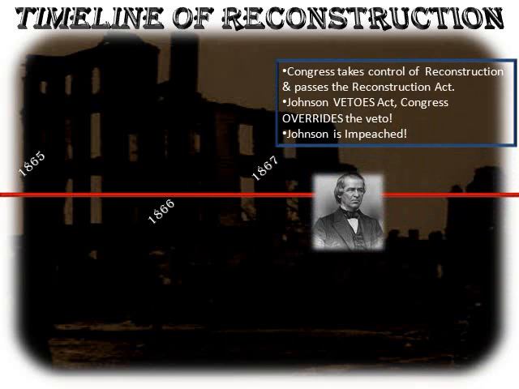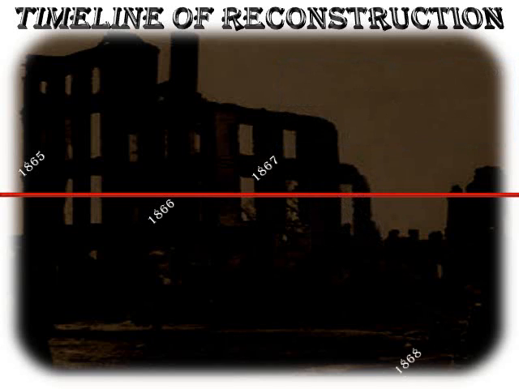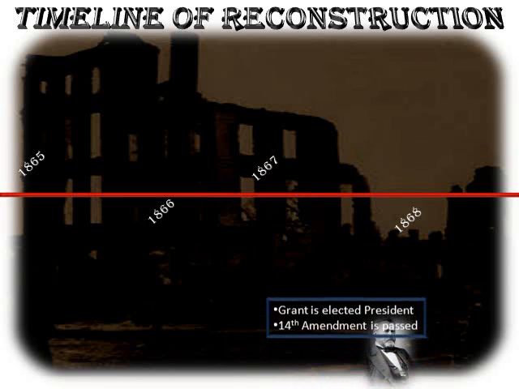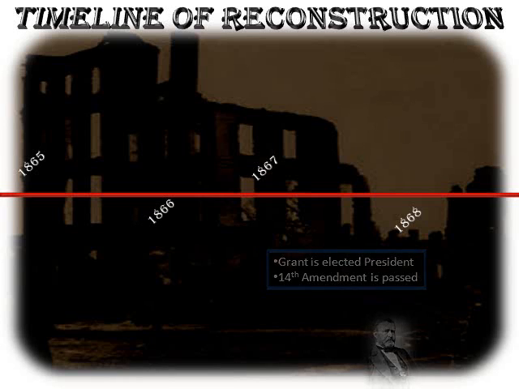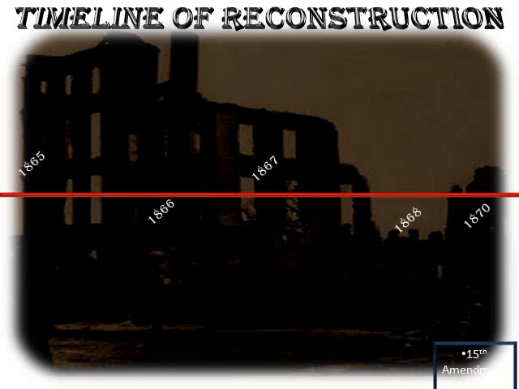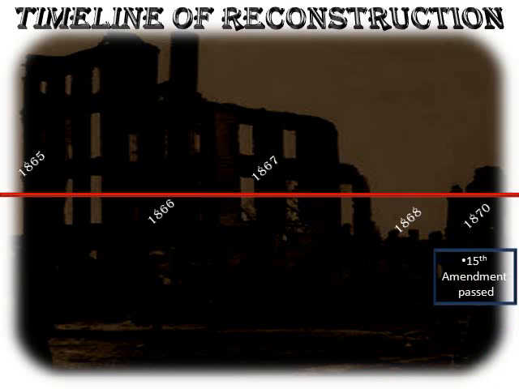In 1867, Congress takes control of Reconstruction, passes the Congressional Reconstruction Act. Johnson vetoes the act, and Congress overrides the veto. Johnson is impeached because he and the Congress are at odds with each other. So you should be doing some reading on why Johnson is impeached. 1868, the 14th Amendment is passed. A new election. Grant is elected president. Ulysses S. Grant, that is. And in 1870, the 15th Amendment is passed.